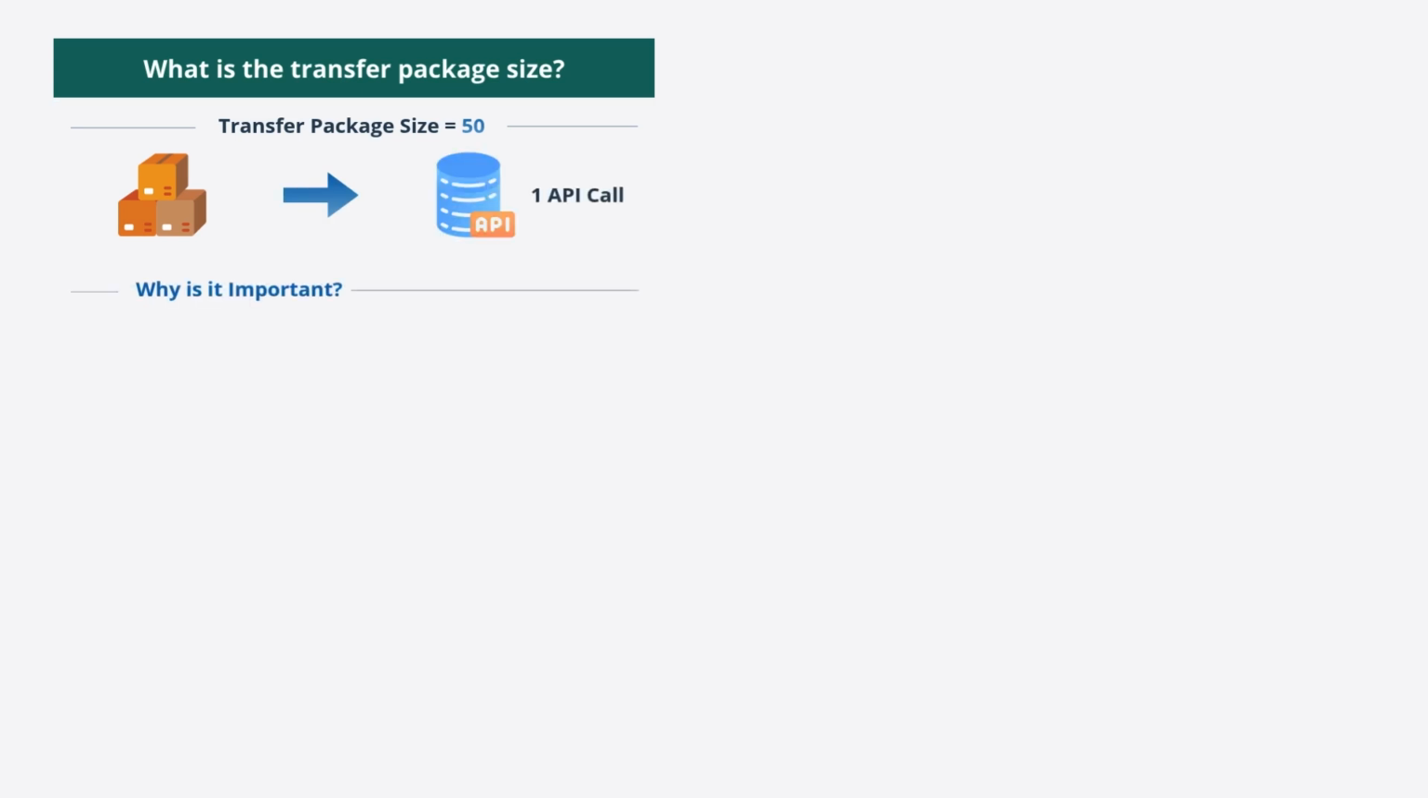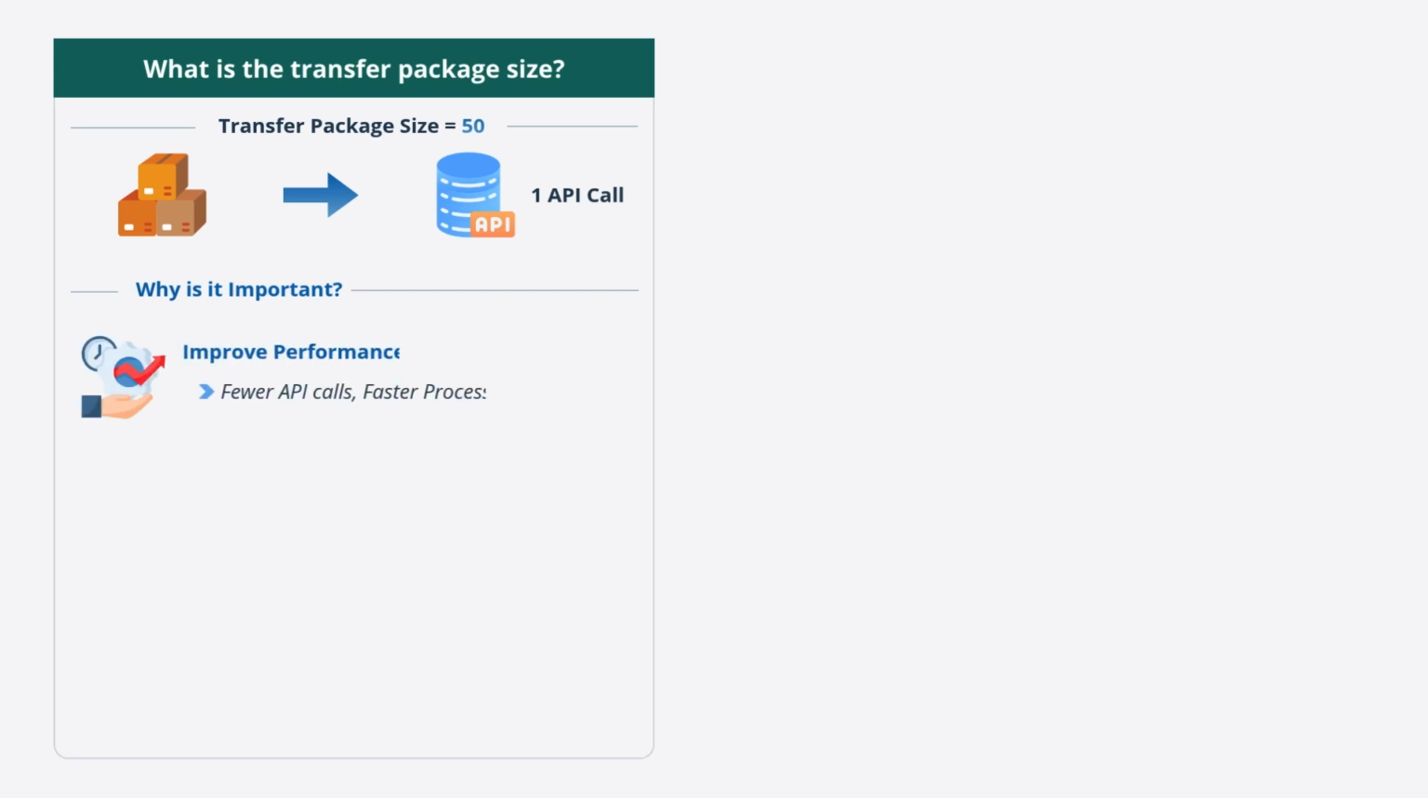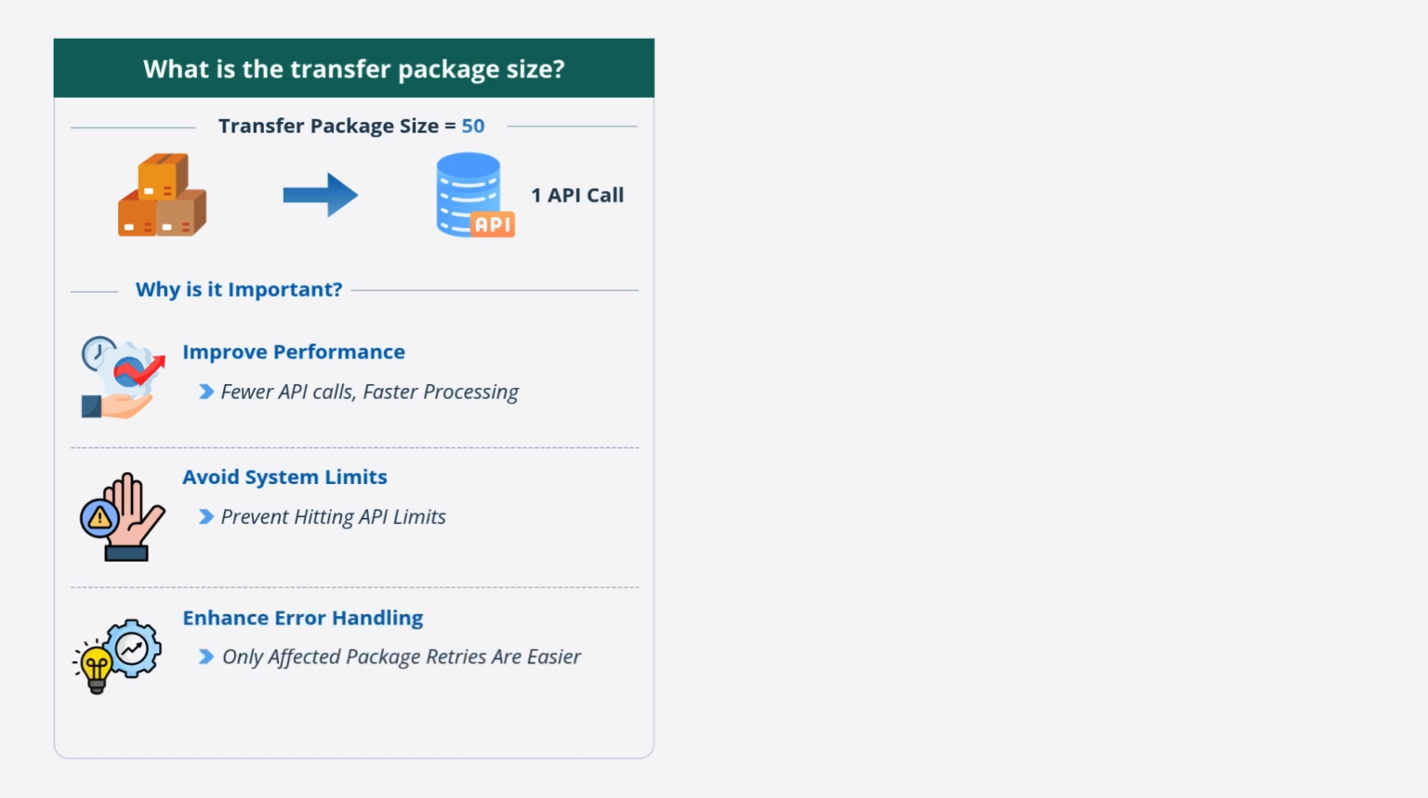Why is it important? This is important for three main reasons. First, it improves performance because fewer API calls mean faster processing. Second, it helps avoid system limits so we don't exceed Salesforce or external API limits. Third, it improves error handling. If one package fails, only that package is affected, not the whole dataset.